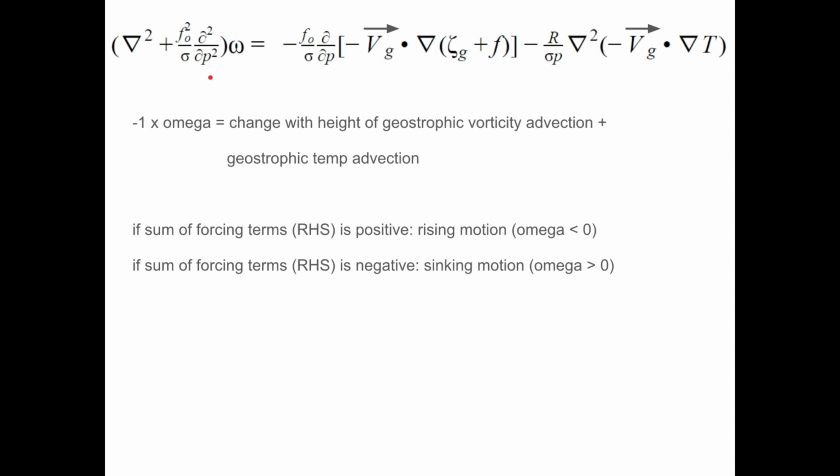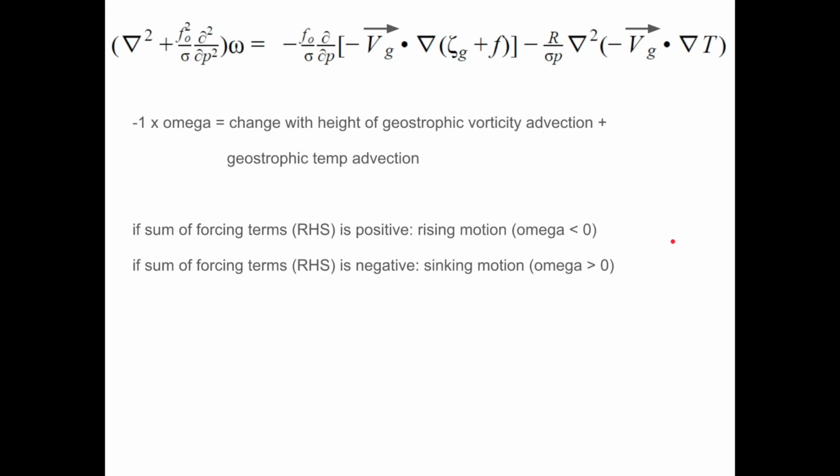So putting this all together, the omega equation, we basically have minus 1 times omega is equal to the geostrophic vorticity advection changing with height plus the geostrophic temperature advection. And if the sum of these terms is positive, that means we have positive forcing, we should see rising motion. We should see negative omega. And if the sum of the forcing terms is negative, then we should see sinking motion, which is positive omega.